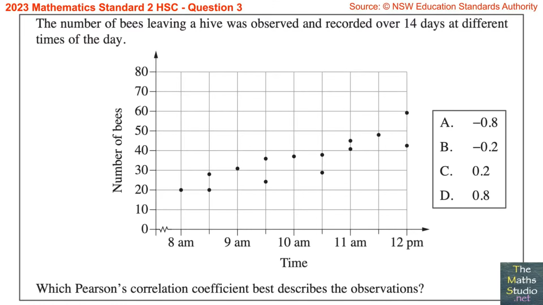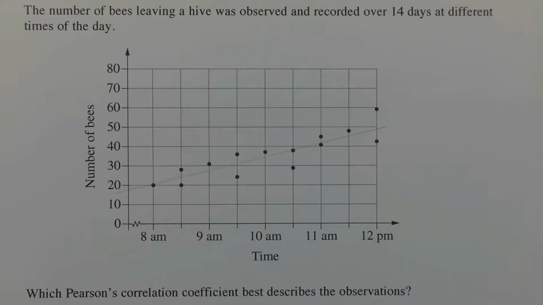Question 3. The number of bees leaving a hive was observed and recorded over 14 days at different times of the day. Which Pearson's correlation coefficient best describes the observations? To help visualize the strength and the direction of the correlation between the number of bees and the time of day, I'm going to draw a line of fit by eye through the points on this scatter plot. I'm going to draw this line of fit in such a way so as to minimize the average distance as best as possible between all the points and the line of fit itself.